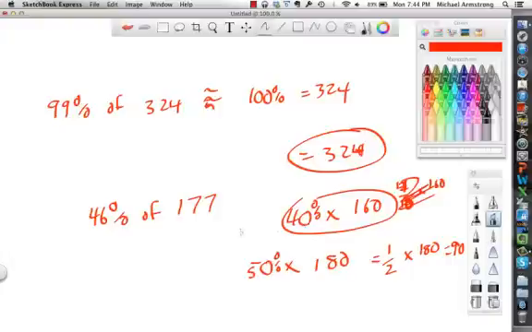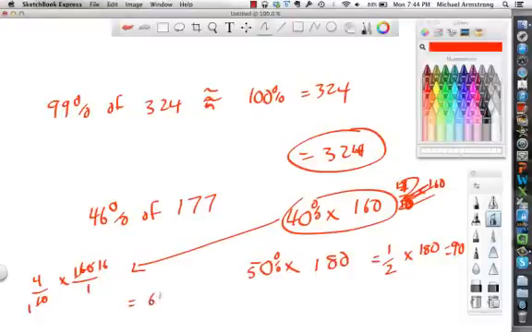Let me rewrite this over here just so we can see it. 40% is 4/10 times 160. And I can divide 160 by 10 and just get 16. Okay, and then 4 times 16, I can still do 2 times 16 is 32, and 32 times 2 is 64. So 4 times 16 is 64.